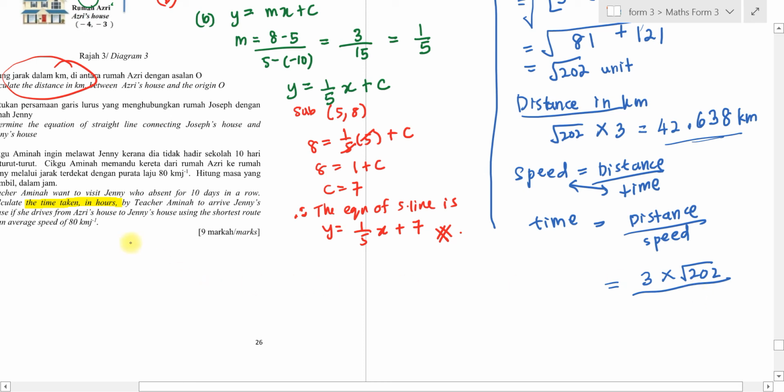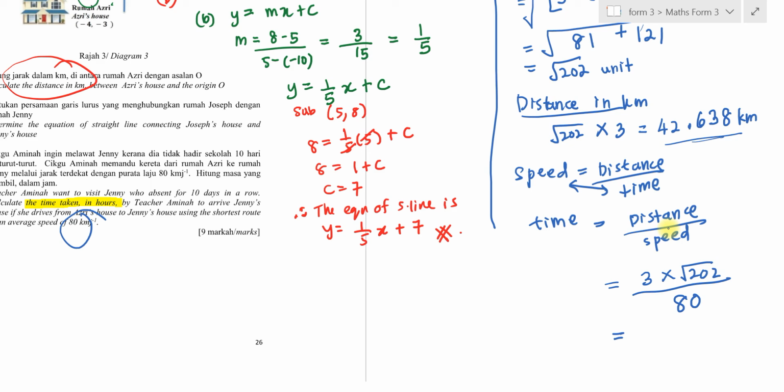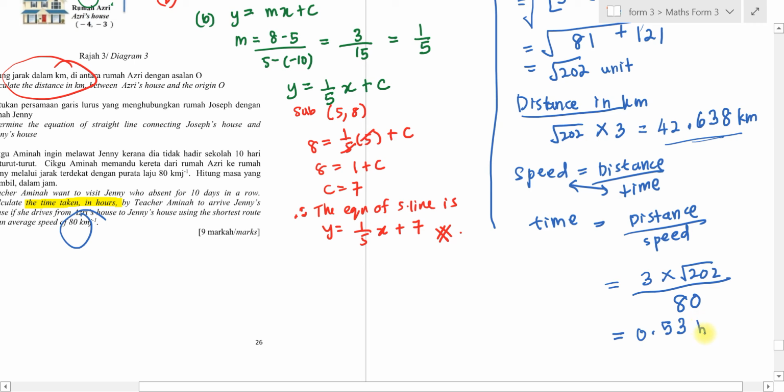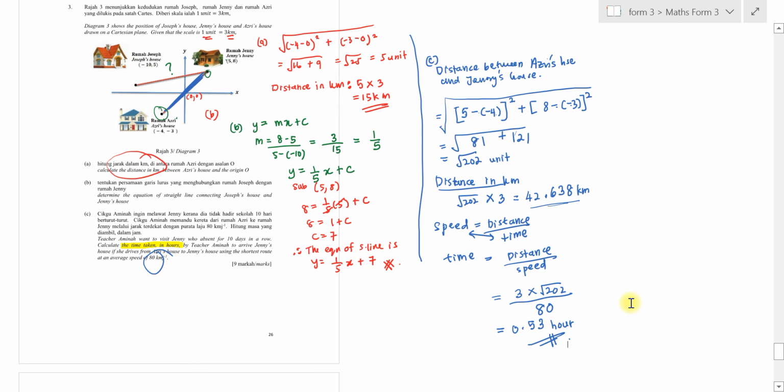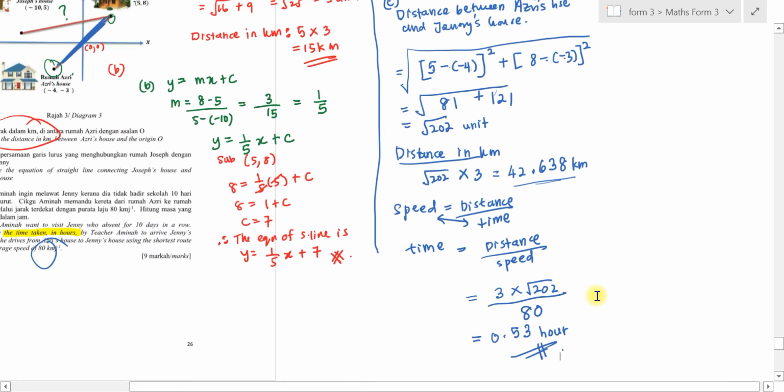Divide by speed. The speed is 80 km per hour, right? So 80 km per hour. Okay, now you calculate the time. You'll get the answer in hours automatically, because this average speed is 80 km per hour. So 3 multiply 202 divided by 80. So you will get 0.53 hour. Okay, that is the answer.